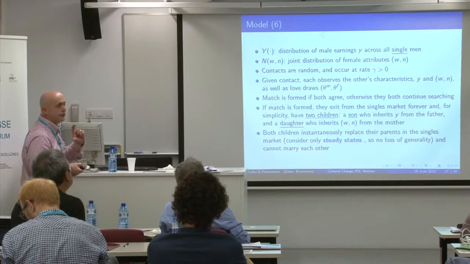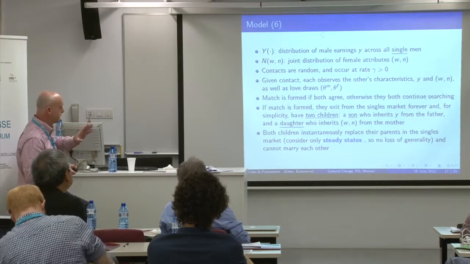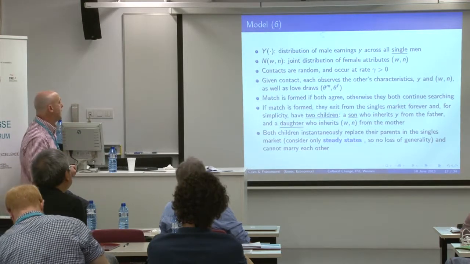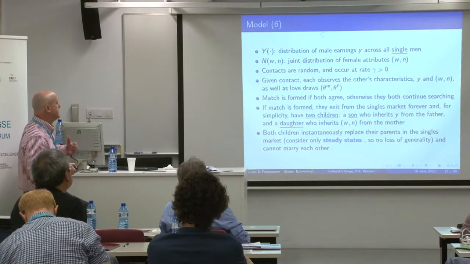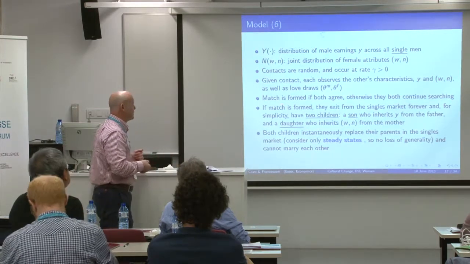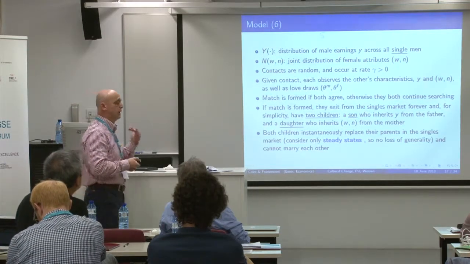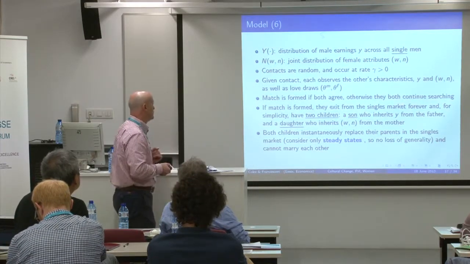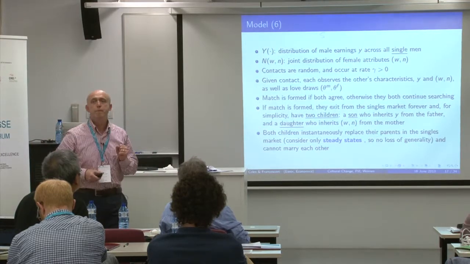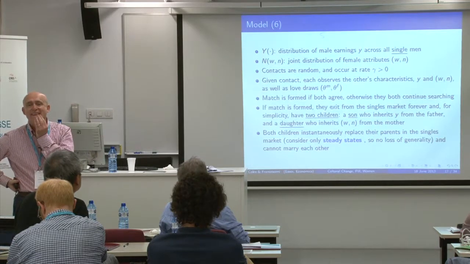Given contact, each matched person observes the other's characteristics, Y and W, N, as well as the love draws. If these love draws are sufficiently high, then the match is formed, and they both have to agree. If one of the two doesn't agree, then they continue searching. Presented in this way, it sort of obscures everything, I think.